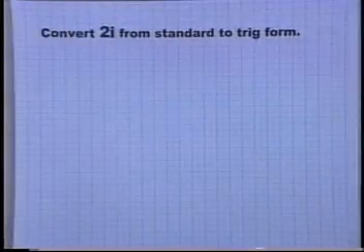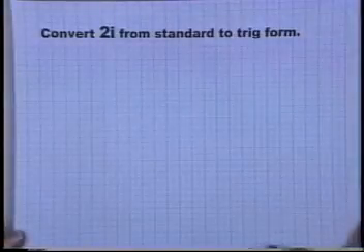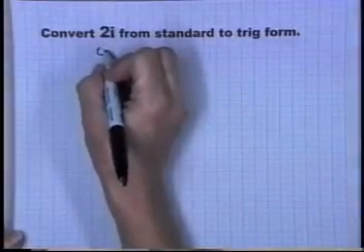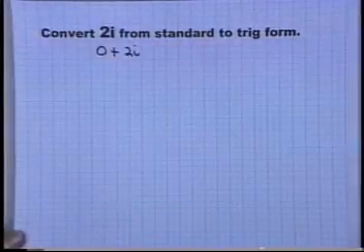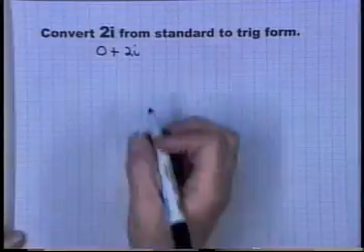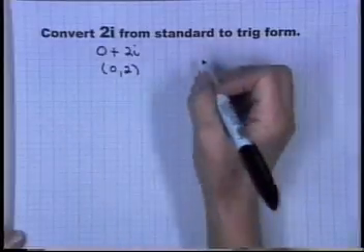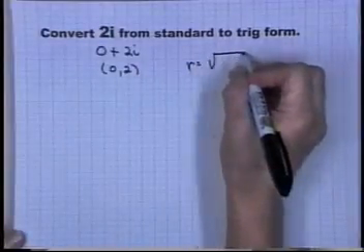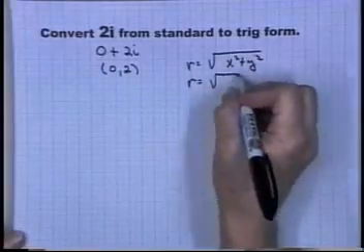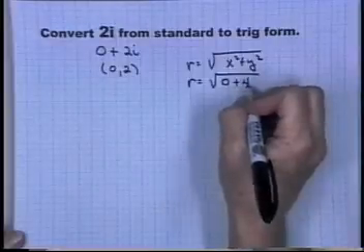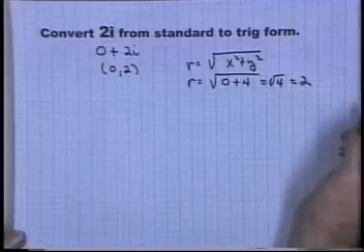This next example is also sort of a special case. Convert 2i from standard to trig form. Well, let's think about 2i. 0 plus 2i. That puts it in that standard form that we're used to. So in this case, our ordered pair is 0, 2. Okay, well we know r is going to be the square root of x squared plus y squared. So r is the square root of 0 plus 4. Of course, the square root of 4 is 2, so we know r.